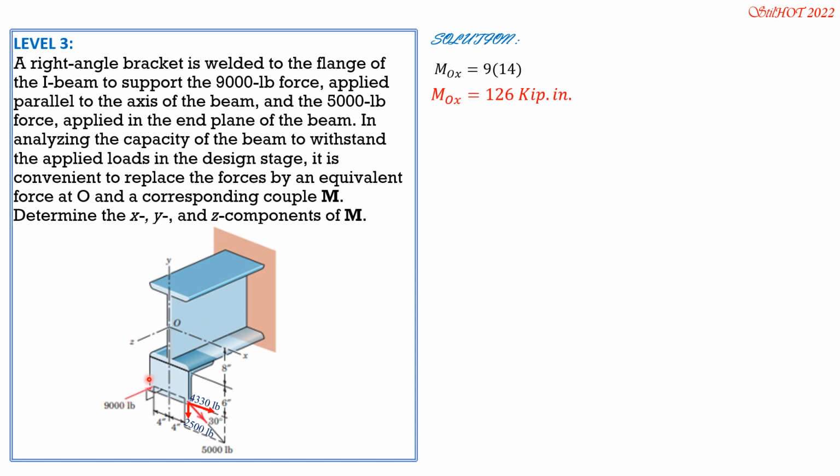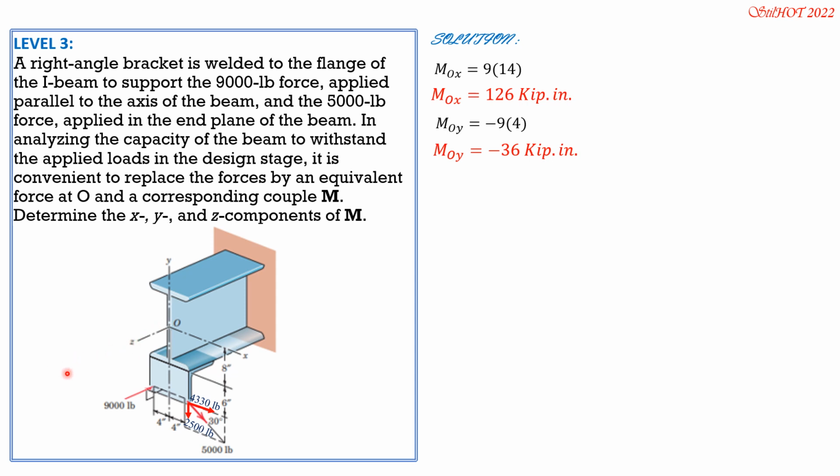It is from the left, then it rotates to the left. So therefore, it is negative 9 kips times 4. MOY is negative 9 times 4. It is negative 36 kip-inches. Finally, moment about the z-axis.